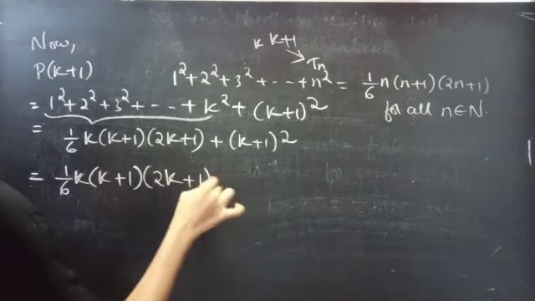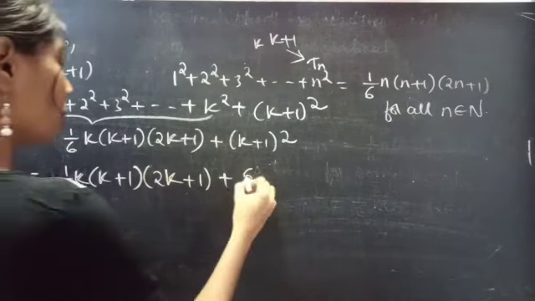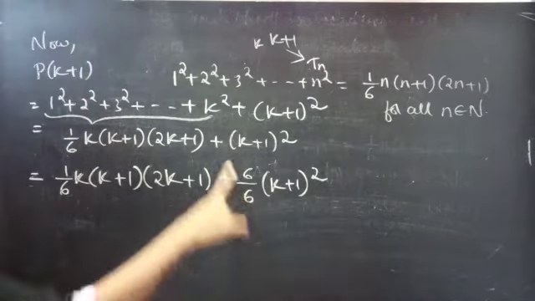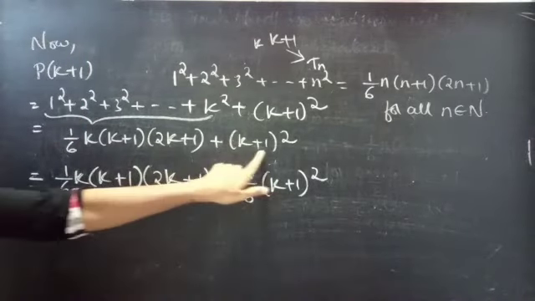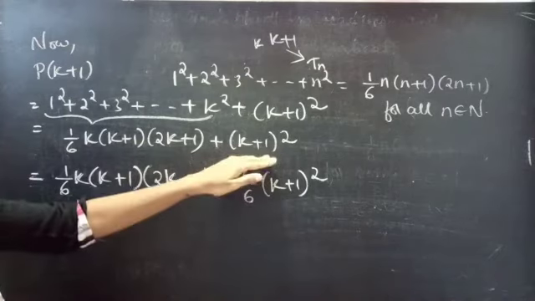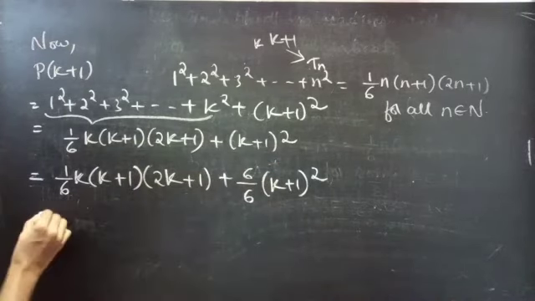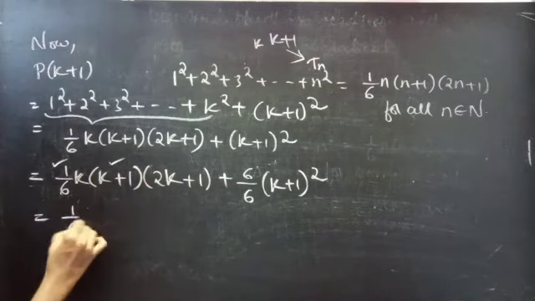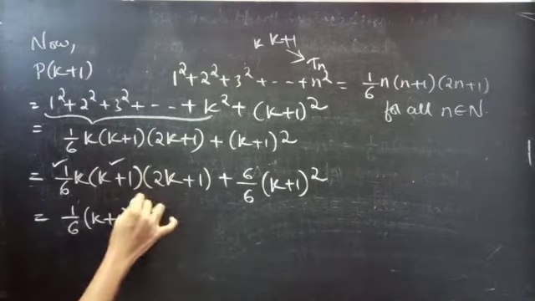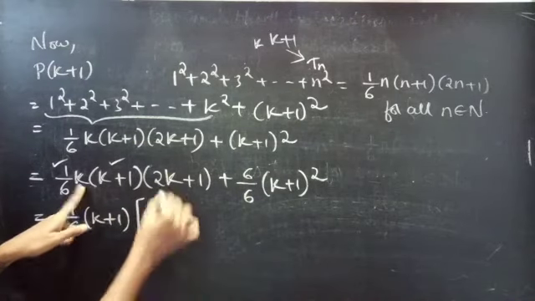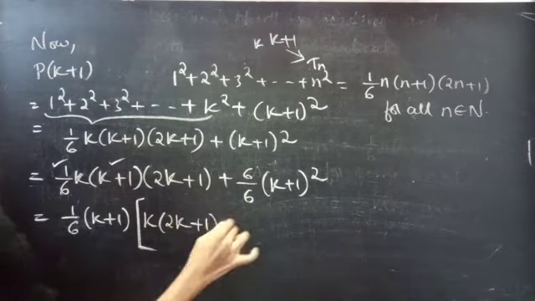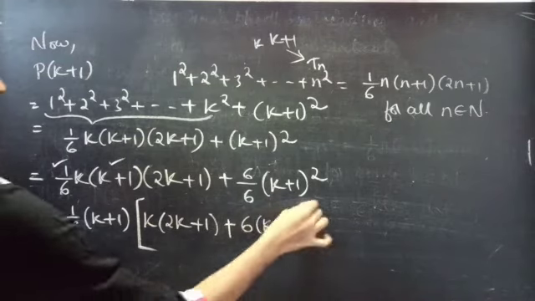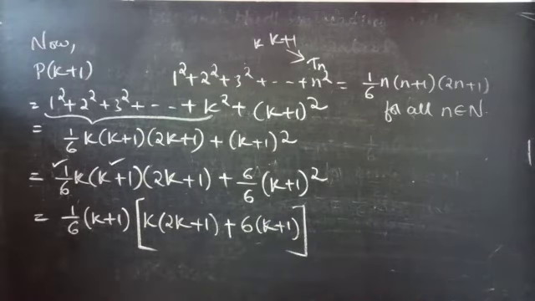For that purpose, we don't have any 1 by 6 in the second term, right? So we'll multiply and divide 6 to the second term. Since 6 by 6 is 1, this is equal to k plus 1 whole square, right? Now it's easy to take 1 by 6 and k plus 1 common from these two terms. This equals 1 by 6 into k plus 1 into k into 2k plus 1 plus 6 into, you'll get, k plus 1 here.